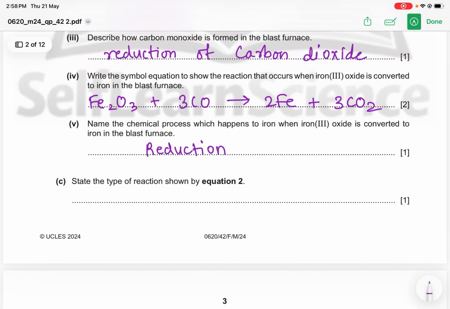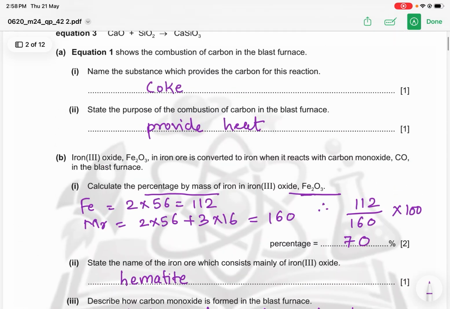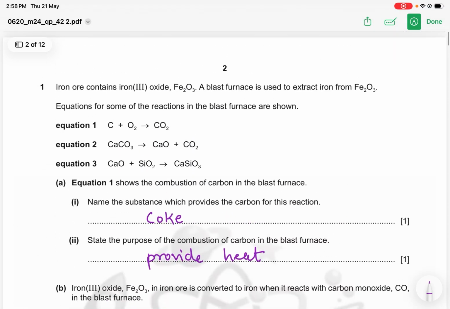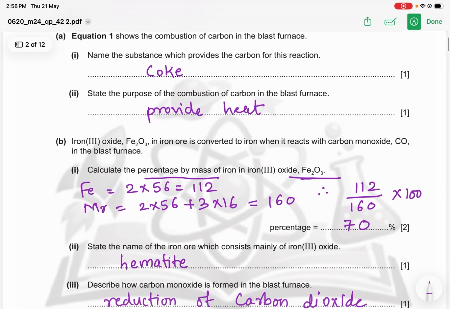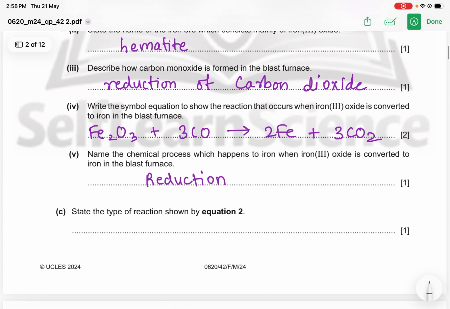Next, state the type of reaction shown by equation 2. So first of all, let us see what is equation 2. You can see that equation 2 is calcium carbonate giving us calcium oxide and carbon dioxide. So one compound, when it is decomposed to form 2 or more simpler compounds, is known as thermal decomposition. It is thermal decomposition.